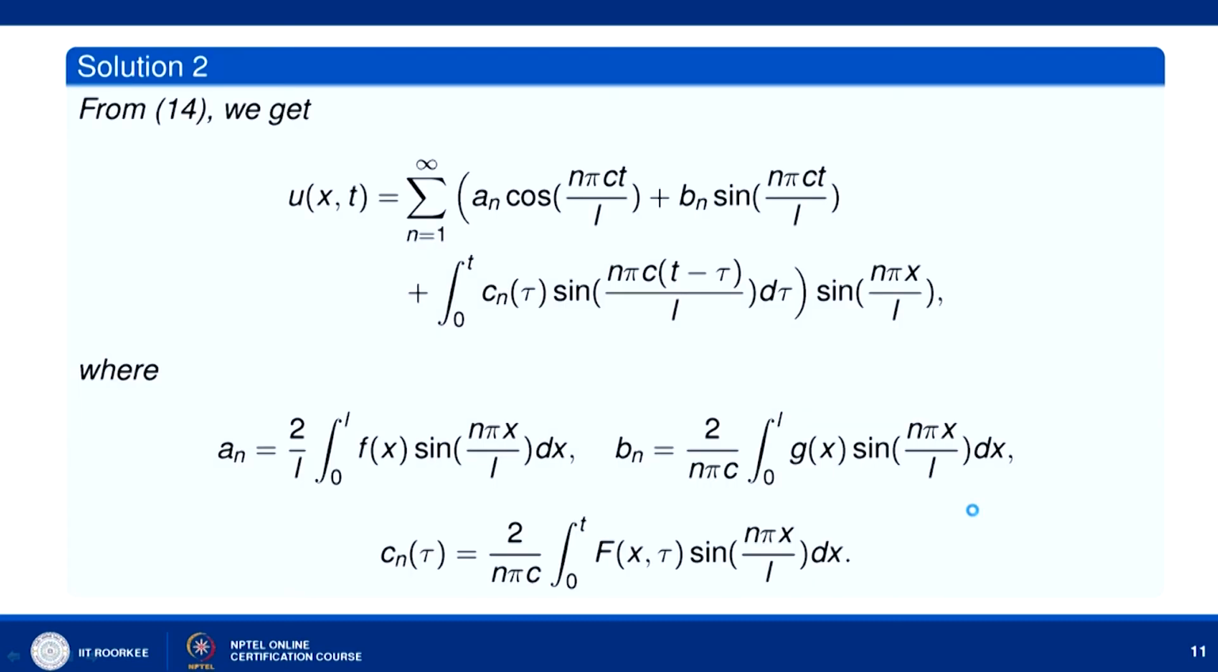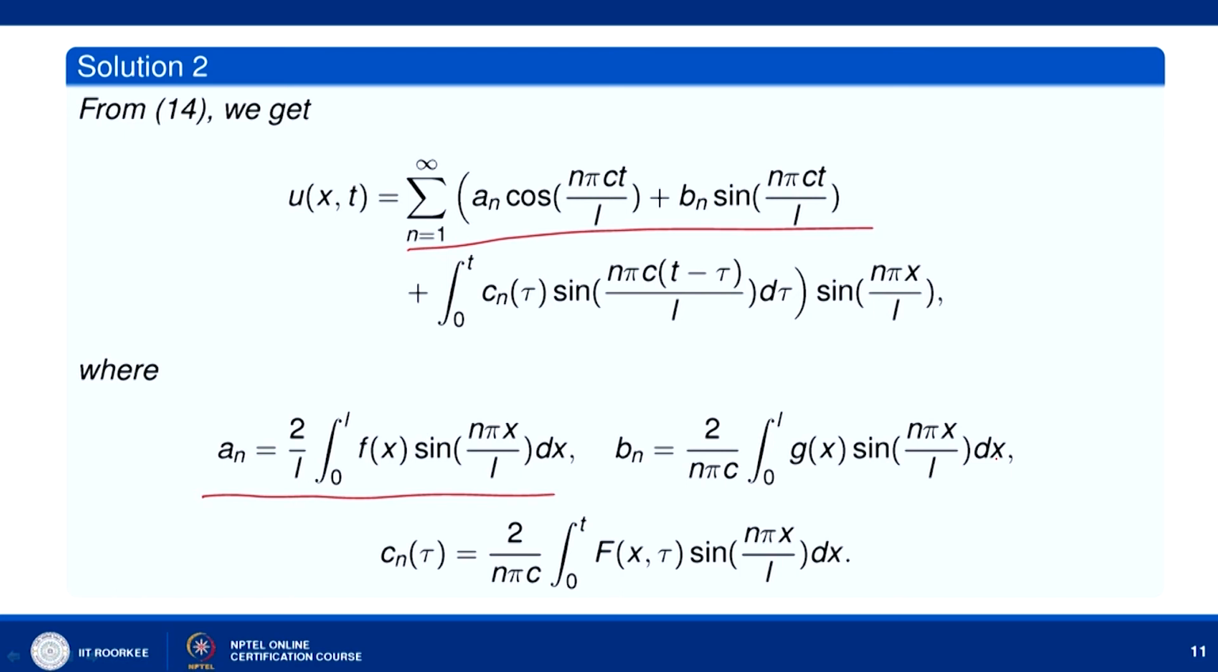And if you look at it, the u1 part is given by the sum from n equal to 1 to infinity of [a_n cos(n pi c t by L) plus b_n sin(n pi c t by L)] into sin(n pi x by L). Here we have this thing. Then u2, where a_n is what? a_n is 2 by L integral 0 to L of f(x) sin(n pi x by L) dx, and b_n is 2 by n pi c integral 0 to L of g(x) sin(n pi x by L) dx.